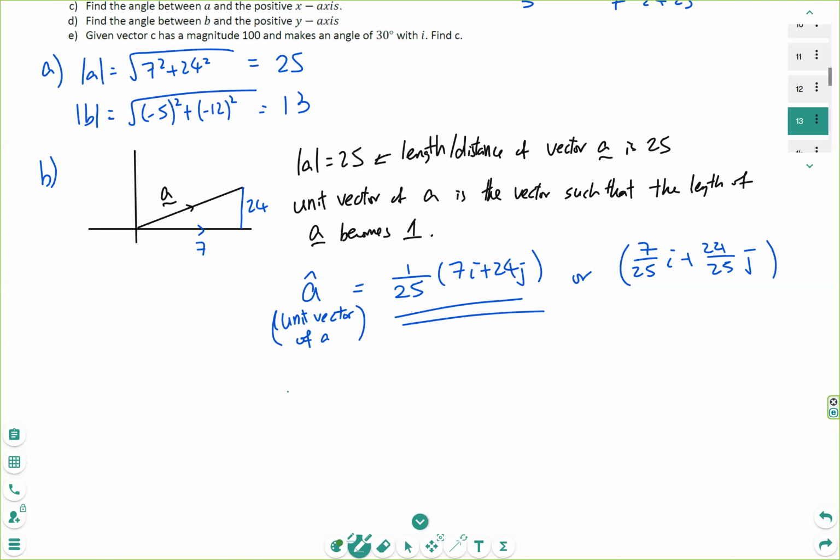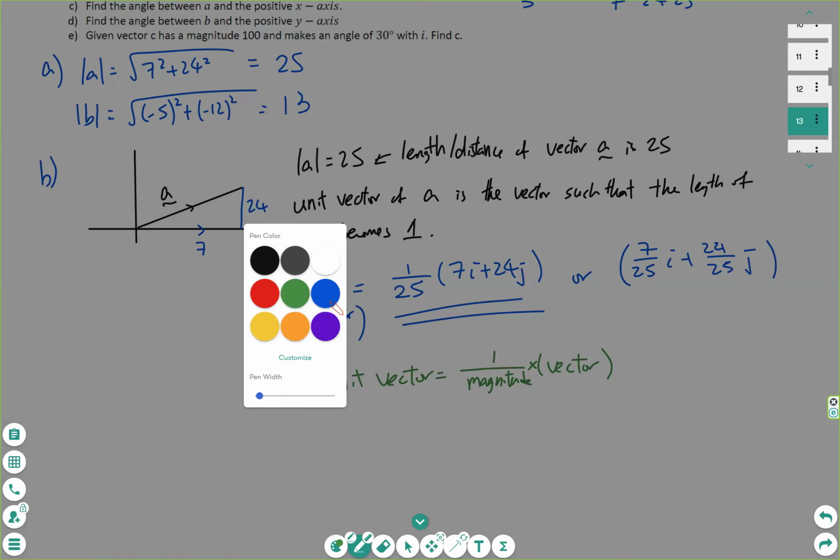the unit vector, you can write this formula down if you forgot. If you don't understand what's going on here, hopefully you do. But if you do want a formula to remember, I know how students think, then you can use this. So 1 over the magnitude times the vector. So 1 over magnitude, 25, times the vector itself. That's the unit vector.